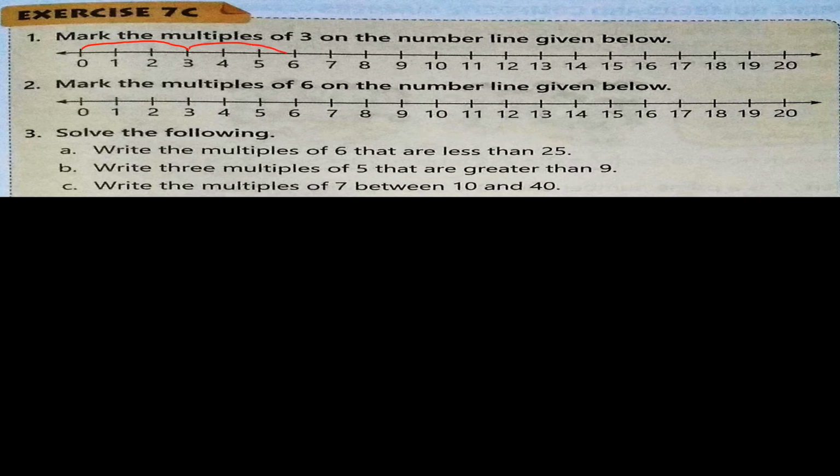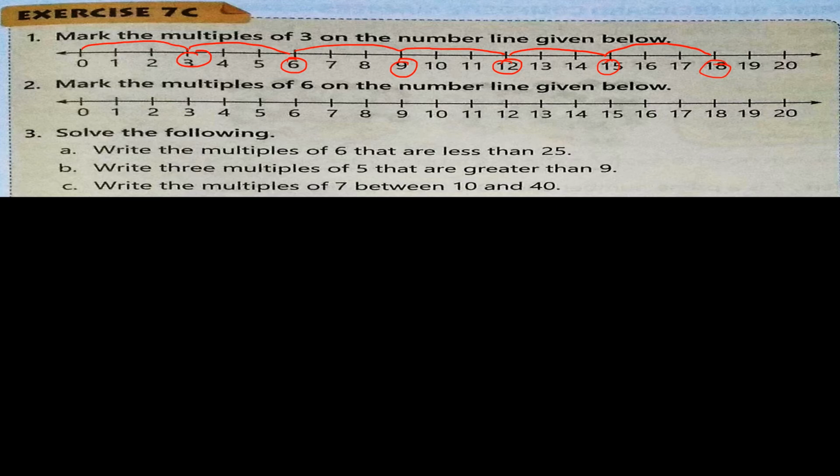Then directly we can write 3 1s are 3, 3 2s are 6, 3 3s are 9, 3 4s are 12, 3 5s are 15, 3 6s are 18. Now nothing is there. So just circle your table: 3, 6, 9, 12, 15 and 18. Very easy, yes or no? Because we have learned this in class 2 and class 3.